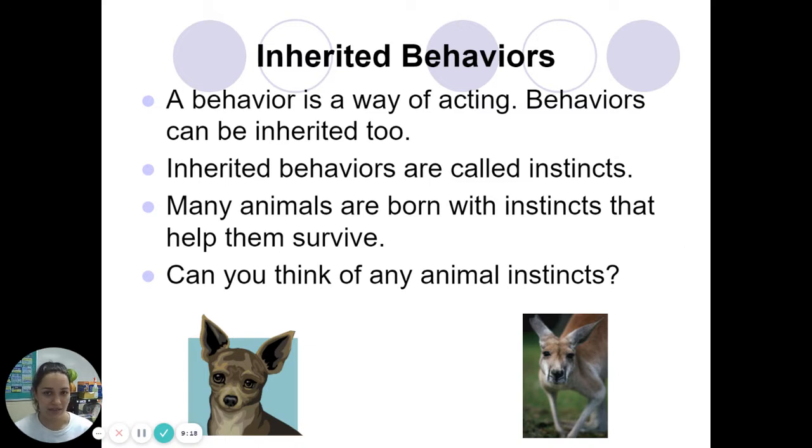All right, now let's move on to inherited behaviors. Okay, so we have inherited traits, but we can also inherit certain behaviors. So remember, for my list, I named patience as one of my first ones. Well, that's a personality trait that I inherited from my dad a bit. He's very patient. I kind of got some of that patience. So it is possible to inherit certain behaviors from parents, but more so when we talk about inherited behaviors, we're talking about instincts in animals. Okay.